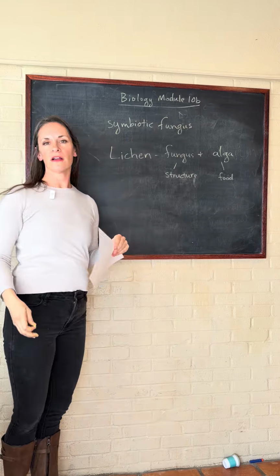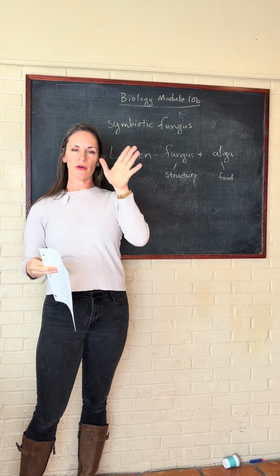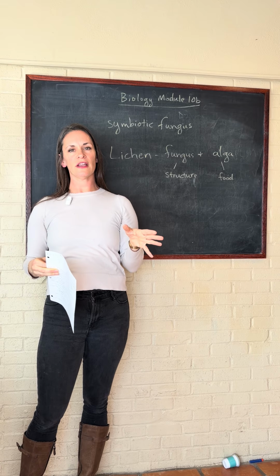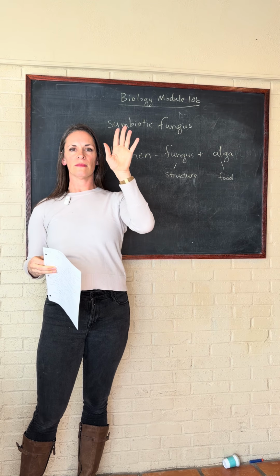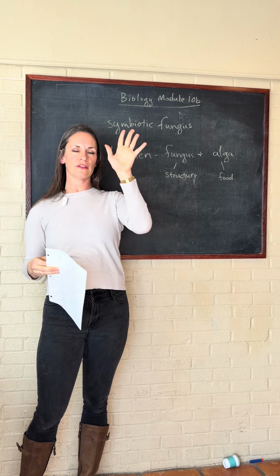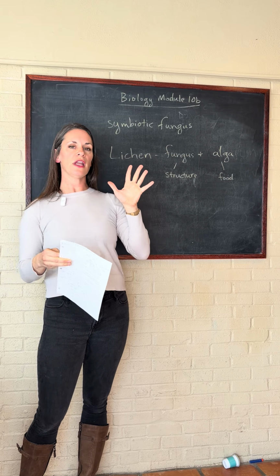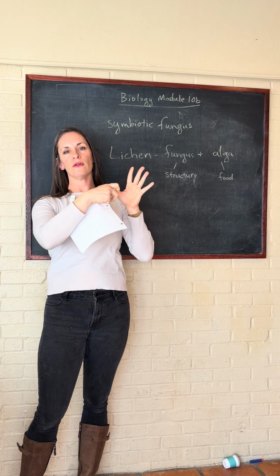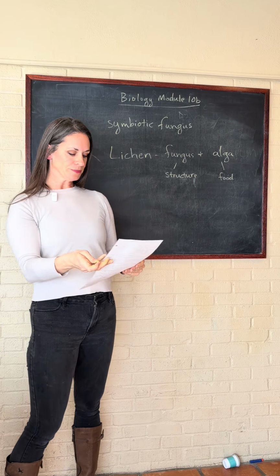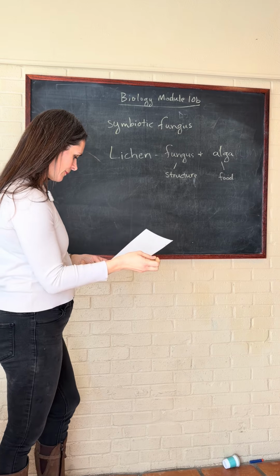And lichens are organisms that grow on the outside of trees, like on tree bark. The fungus will provide the structure that kind of holds onto the tree, and then the algae will provide the food by doing photosynthesis. So they live together happily.